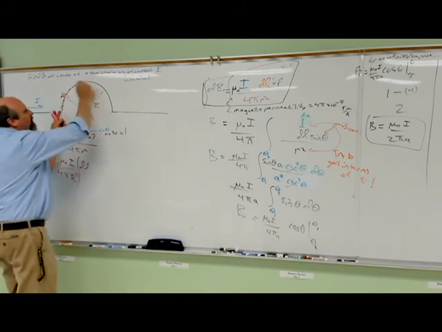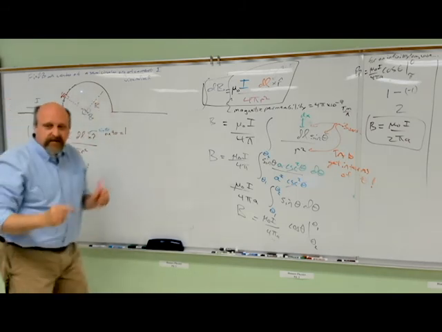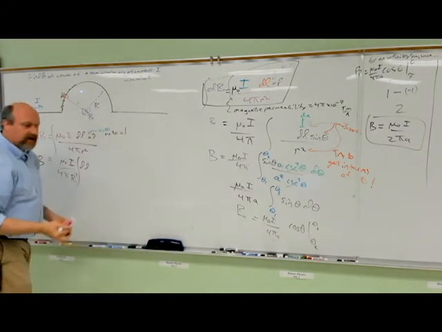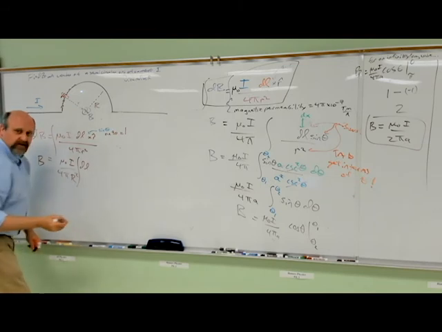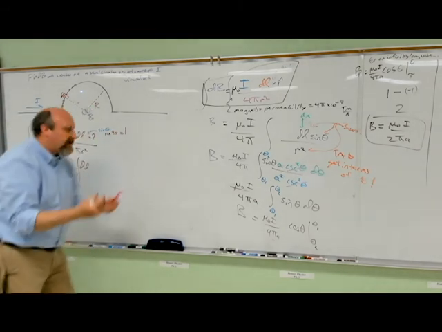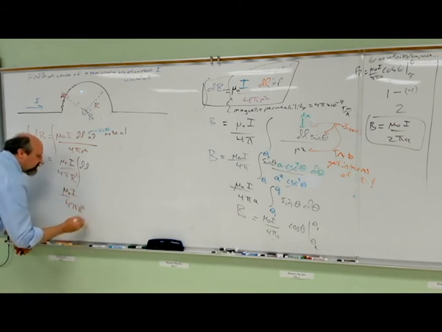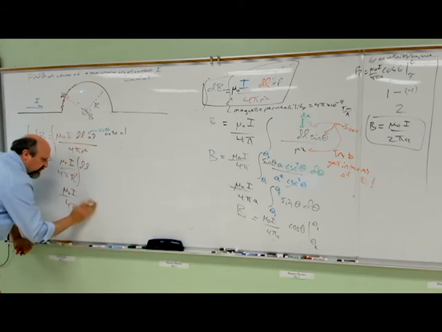What happens if I add up all these little bits of length here? That's just the length of that arc, which in this case is half a circle. So the length of that arc is what? Half of 2 pi r. It's just pi r. So this is mu naught I over 4 pi r squared times, not 2 pi r, half a circle, pi r.